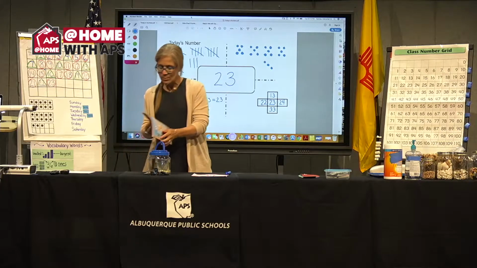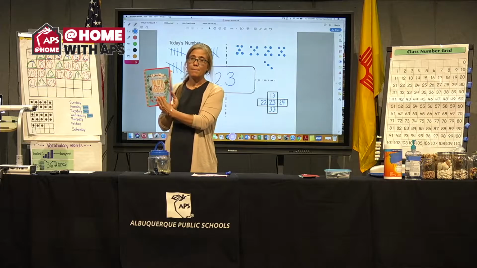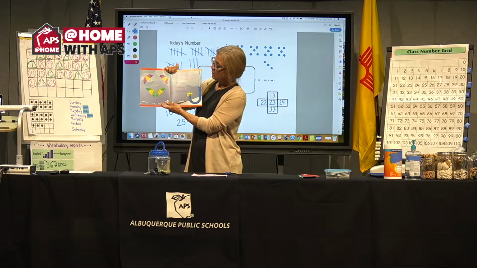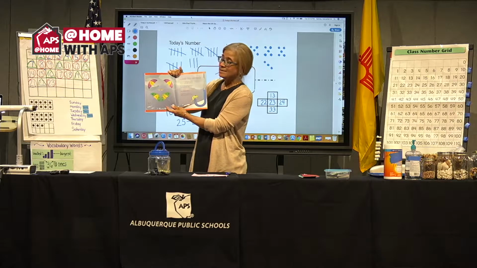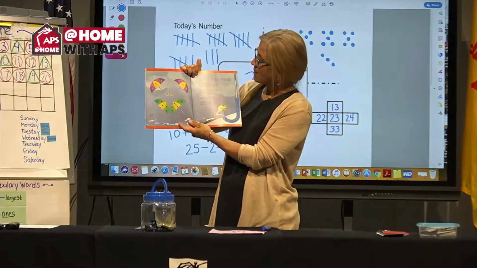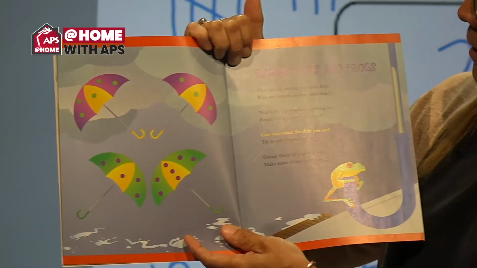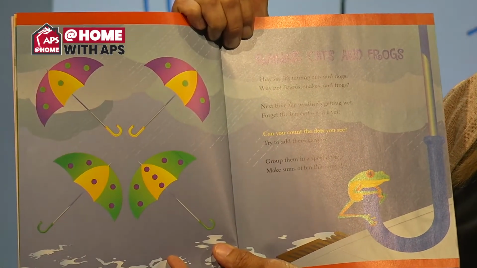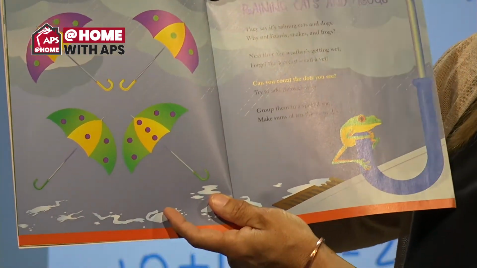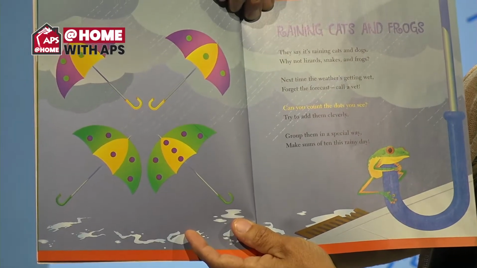One of the last things we'll do before we pass it off to Miss Karnes is talk about a puzzle from our book, Math for All Seasons, the puzzles. Ooh, this one is called Raining Cats and Frogs. They say it's raining cats and dogs. Why not lizards, snakes, and frogs? Next time the weather's getting wet, forget the forecast. Call a vet. Can you count the dots you see?